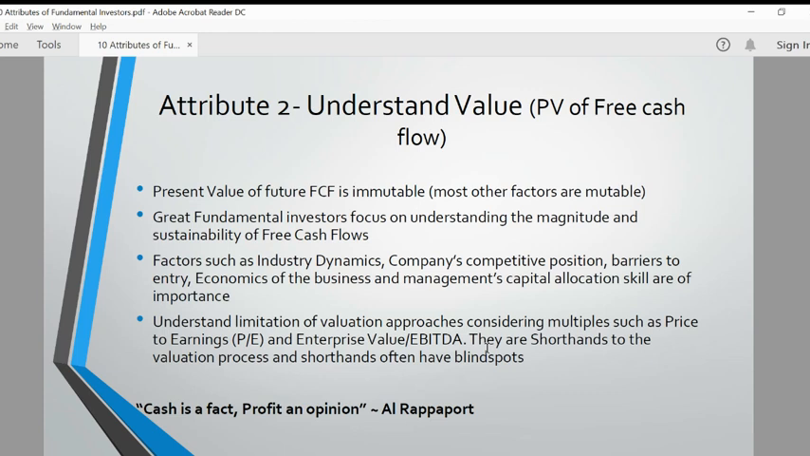Factors such as industry dynamics, competitive position of the company, barriers to entry, the basic economics of the business, and the capital allocation skills of the management are other important aspects of this particular exercise. Great investors also tend to understand the limitations of valuation approaches such as price to earnings and EV by EBITDA. Though these are shorthands to a valuation process, these shorthands tend to have blind spots, and great investors are well aware of this particular aspect. As Al Rappaport has said, cash is a fact and profit an opinion. This statement stresses the importance of analyzing the free cash flows.